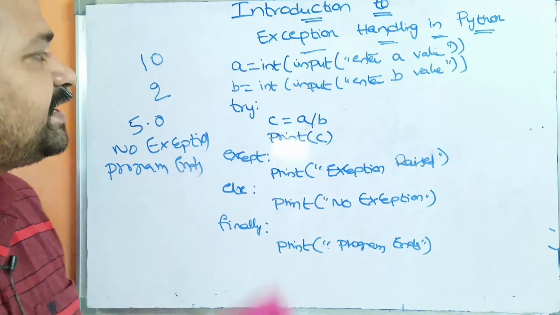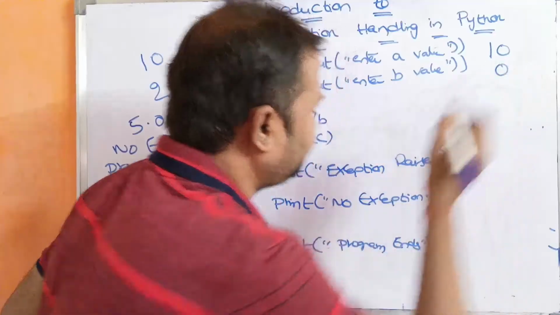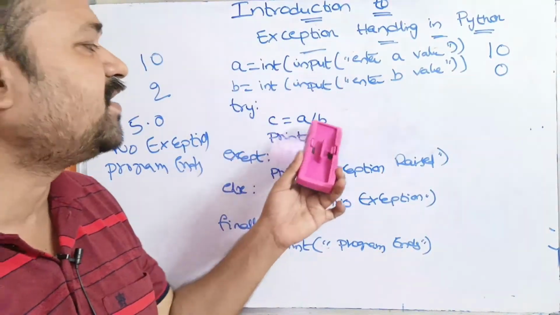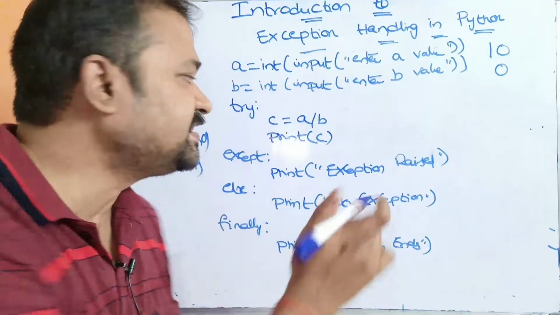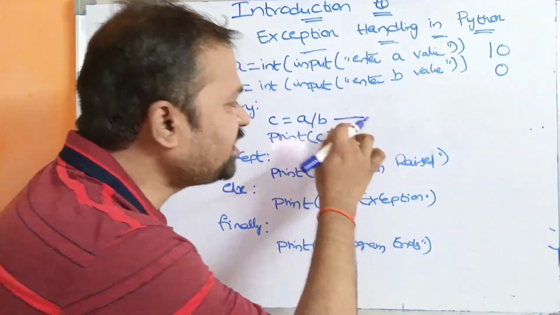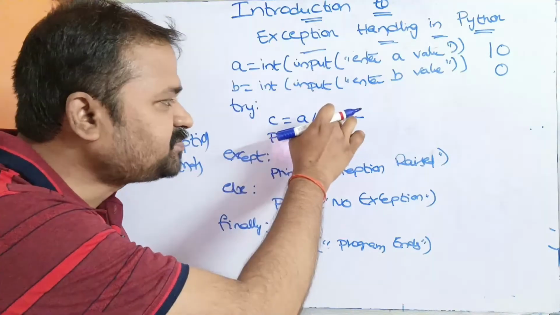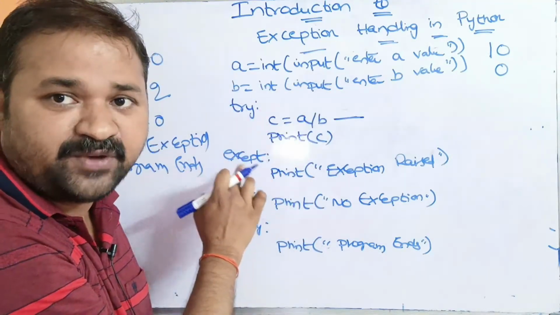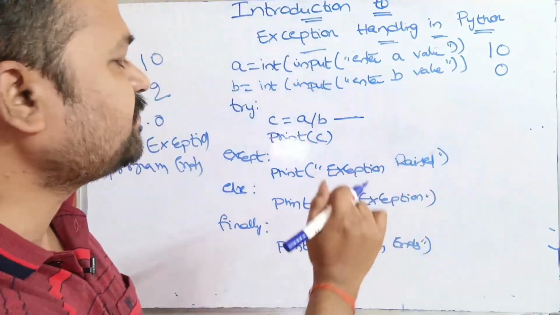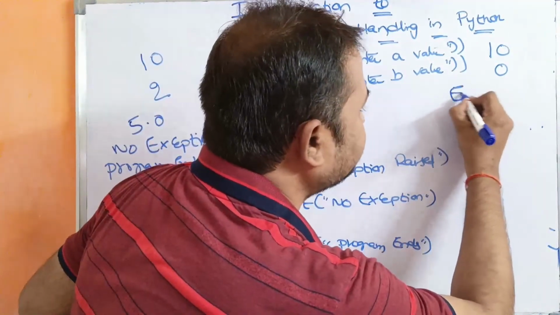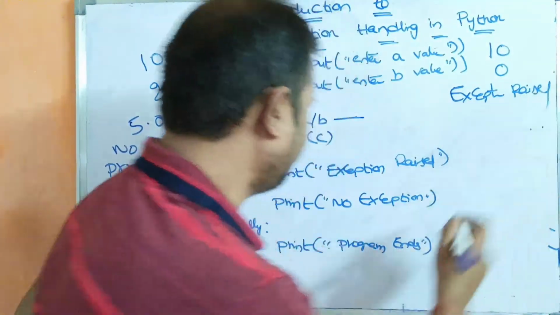Now let us run the program one more time. Let a value be 10, b value be 0. Next, try: c is equal to 10 by 0. 10 by 0 means an exception. Whenever there is an exception, that exception will be thrown to the except block. Now the except block will get executed. What is the message here? Exception raised. So this statement will get executed.